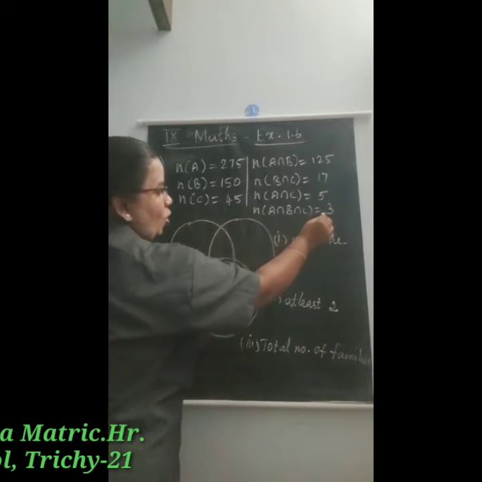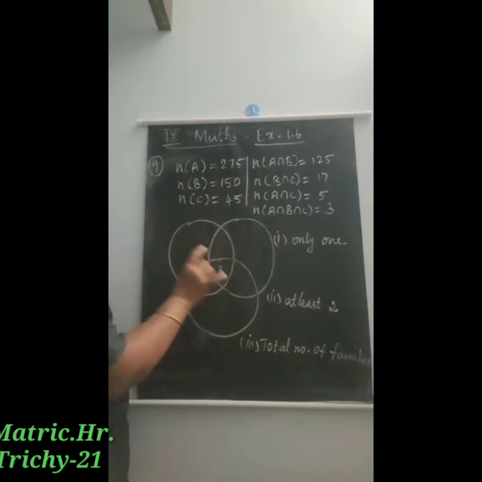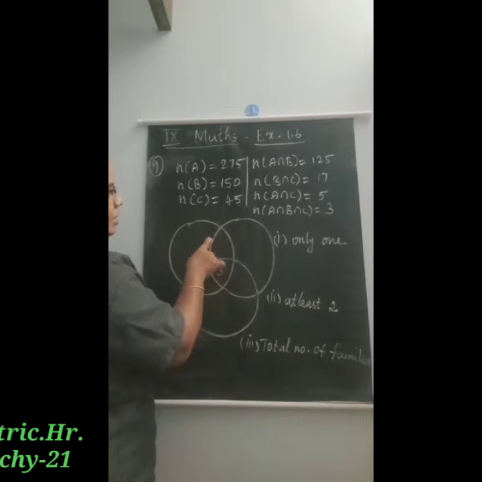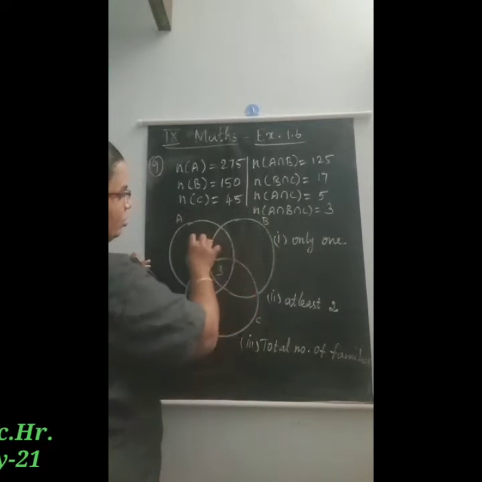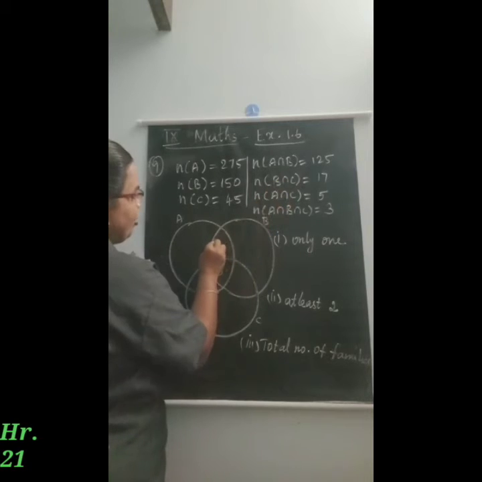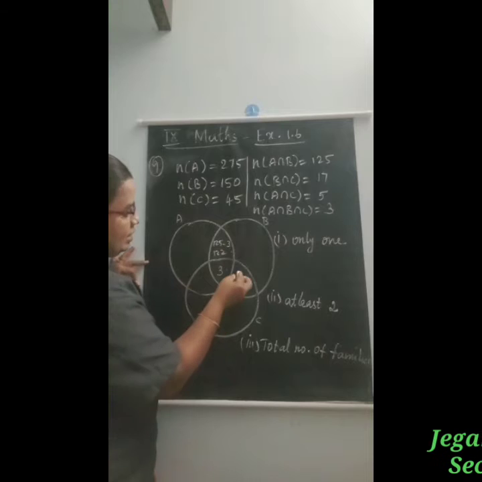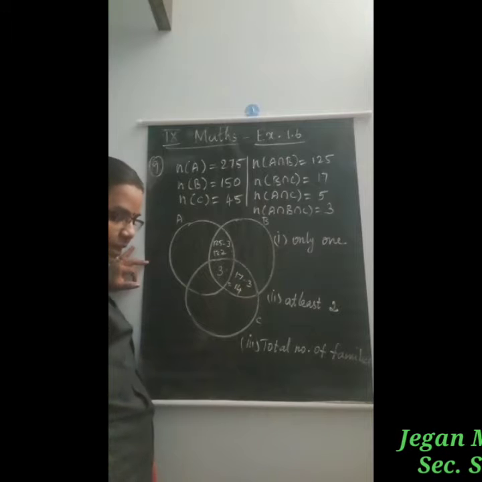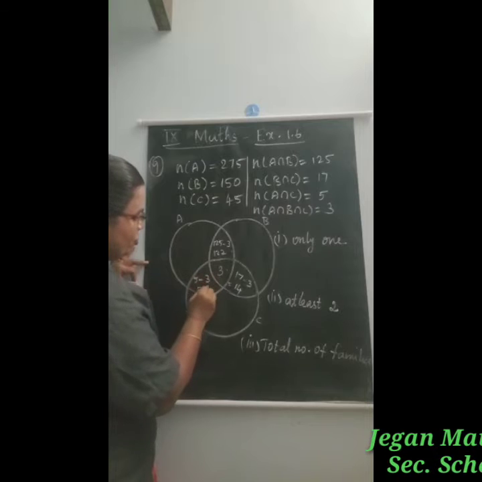First you have to represent all the 3, so here put 3. First you have to fill the intersection part. All the 3 newspaper buyers is 3. This is A, this is B and this is C. A and B means 125; you have to subtract 3 from this, so we get 122. And B and C: here 17 minus 3 is equal to 14. And then A and C is 5, so 5 minus 3 is equal to 2.